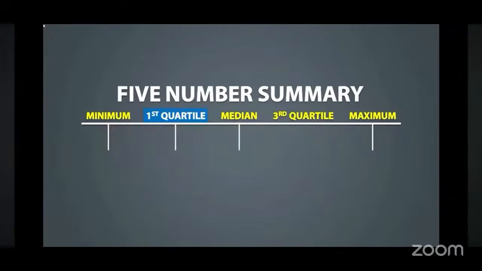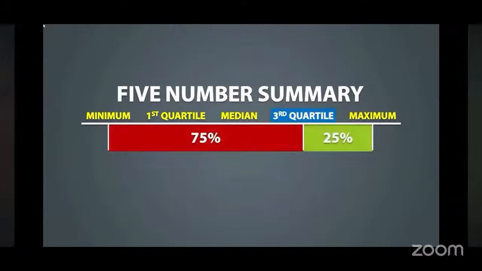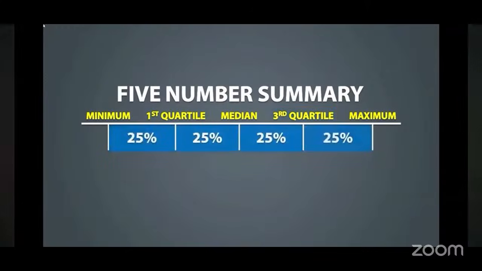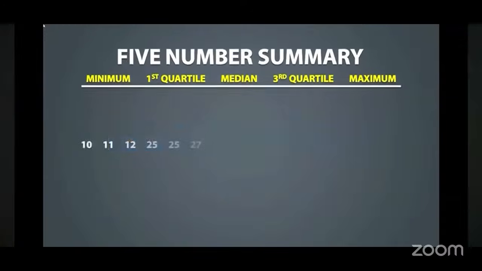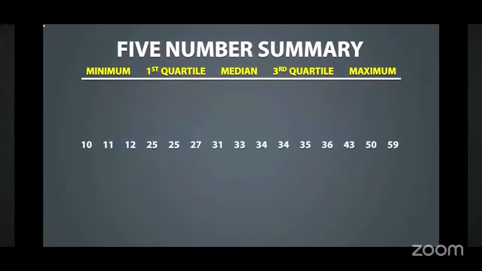The same thing can be said for the third quartile. The median of the top half gives us the third quartile, and it is a position where 75% of the data values are below it and 25% of the data values are larger than it. The 5-number summary also gives us a way to divide the data into 4 equal quarters. So let's determine the 5-number summary for the following dataset.